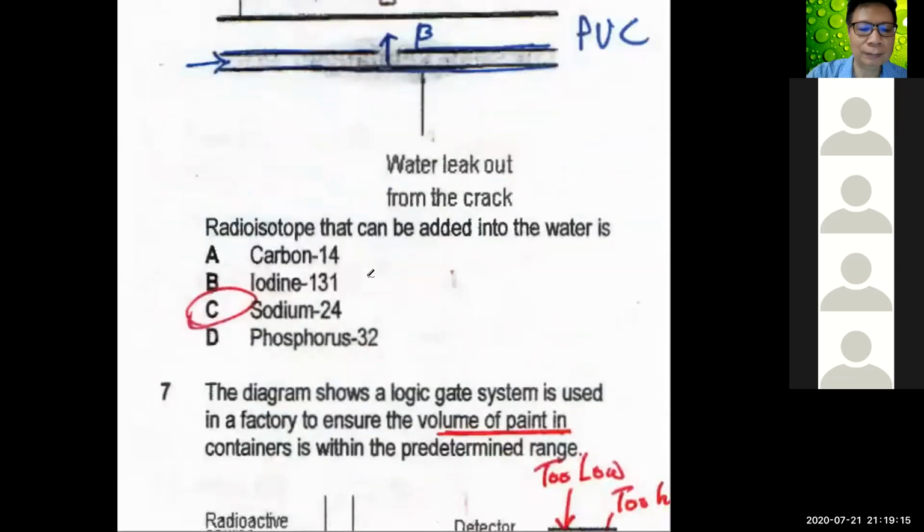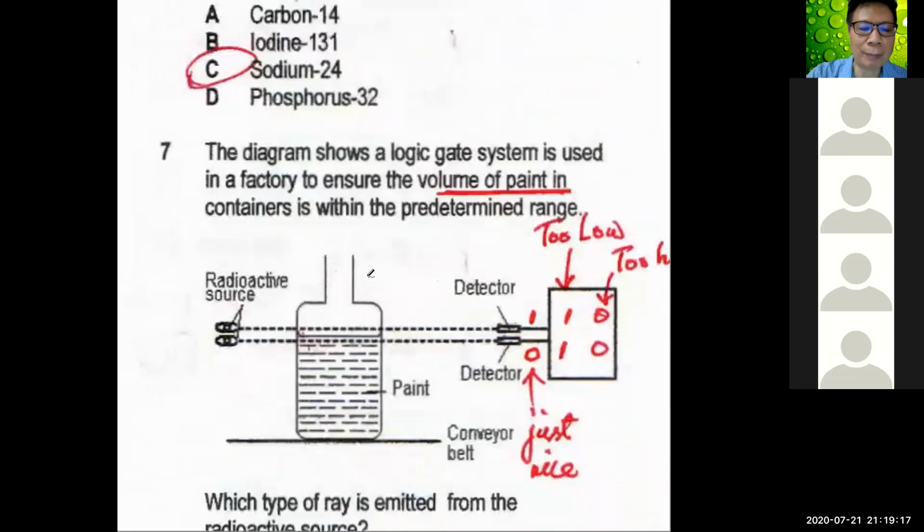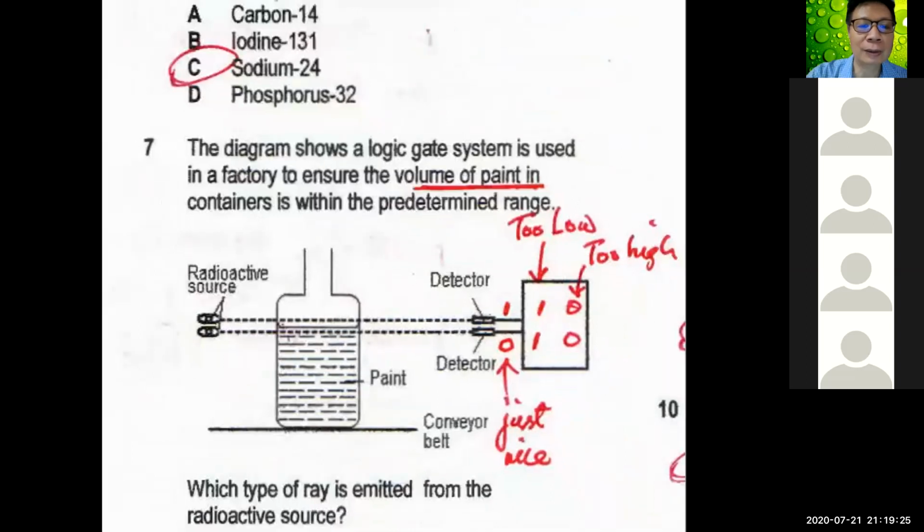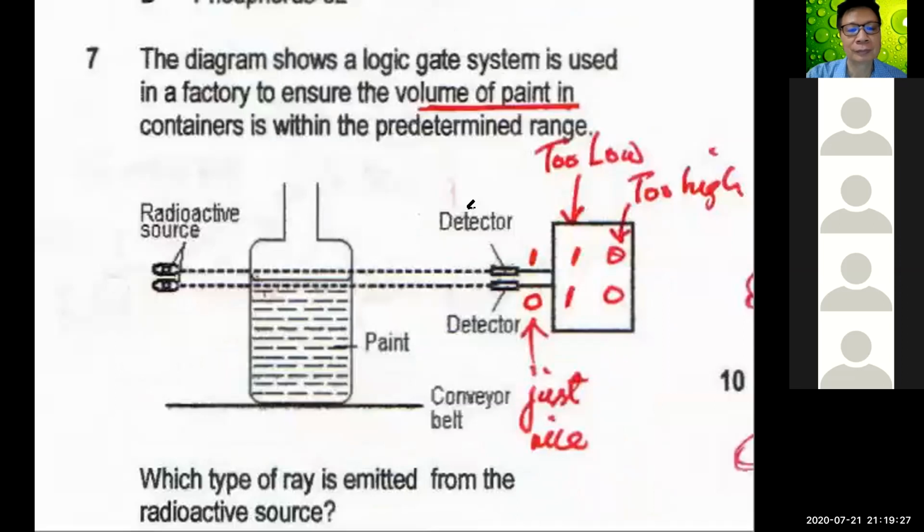Number 7. Okay, number 7, let me explain first. This one is a special SPM question. When you look at this diagram, the diagram shows a logic gate system used in a factory to ensure the volume of paint in the container is within the predetermined range. This is the paint. You want to know the paint is enough.